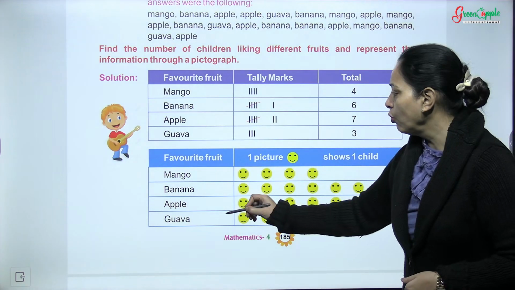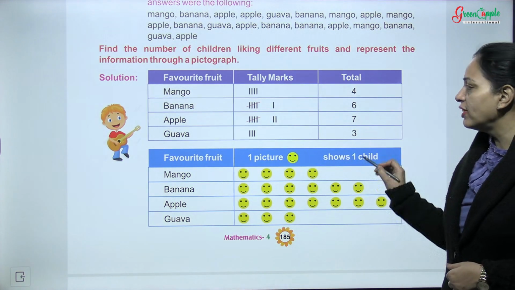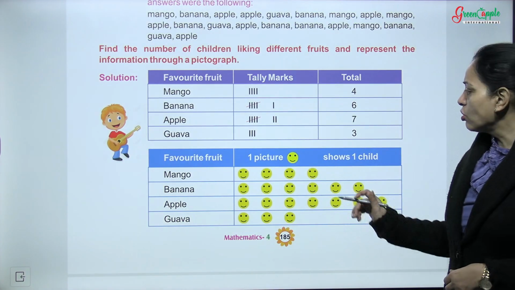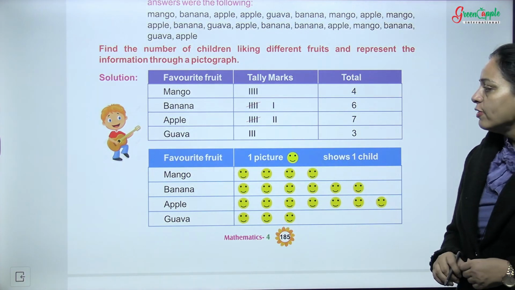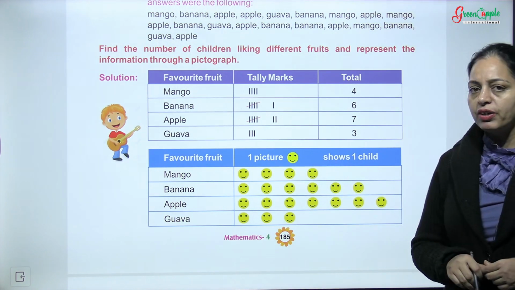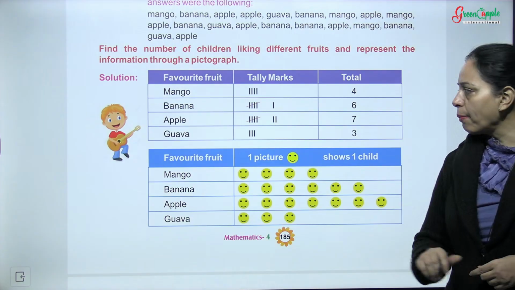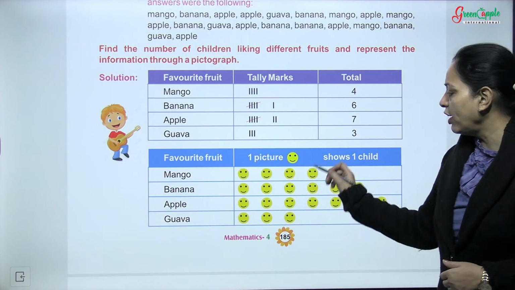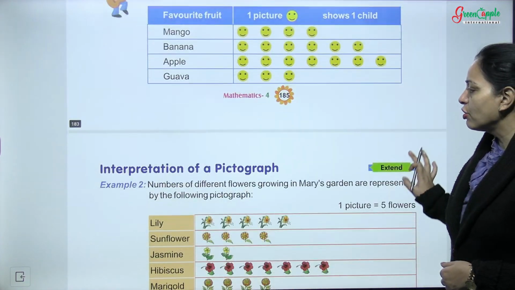Okay. Now how can we show it by a pictograph? So favorite fruit, and one picture we will select, and this shows one child because the numbers are smaller. So we can write one picture is showing one child, right? Now mango 4, so 4 smileys we can draw. Banana 6 smileys. Apple 7 smileys, and then guava 3 smileys, right? So I hope this is very much clear to you.